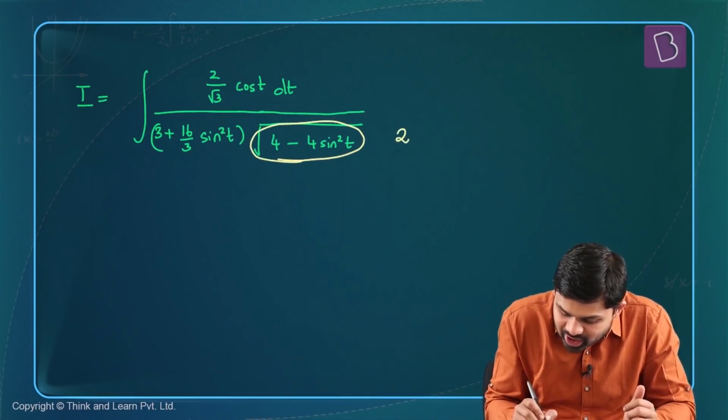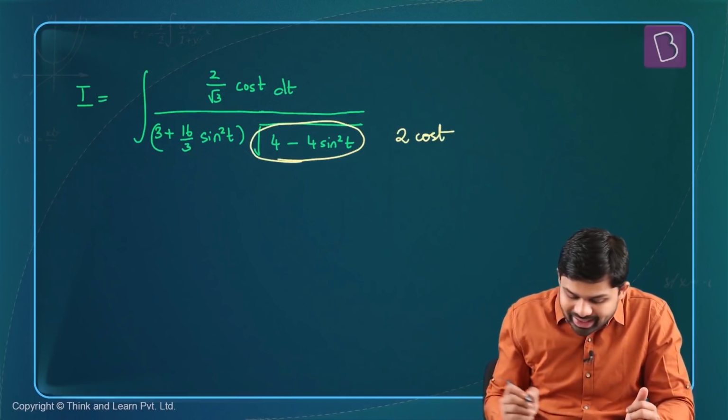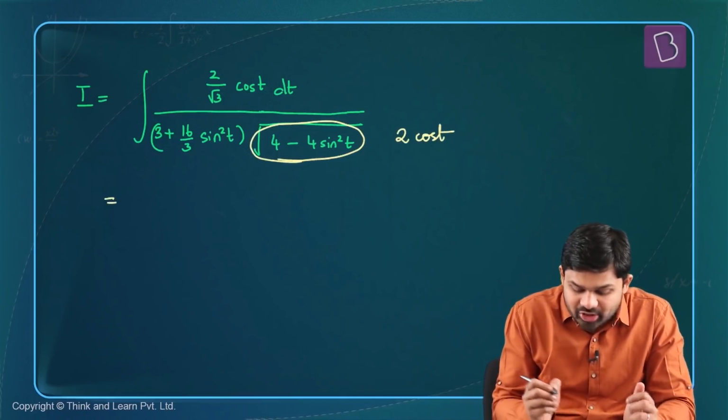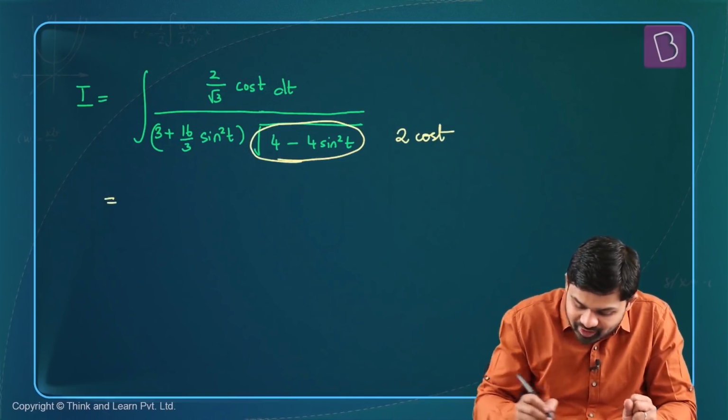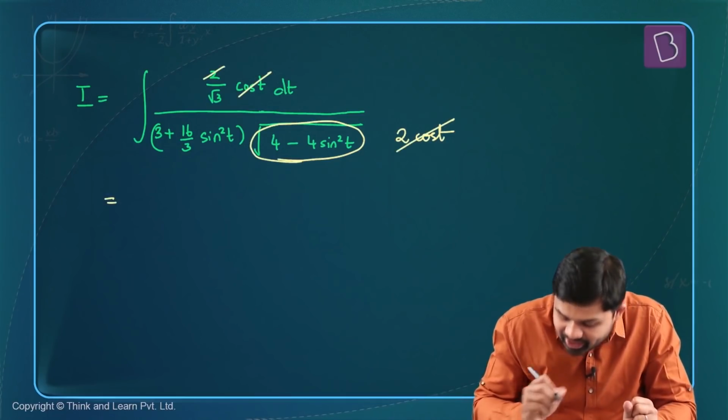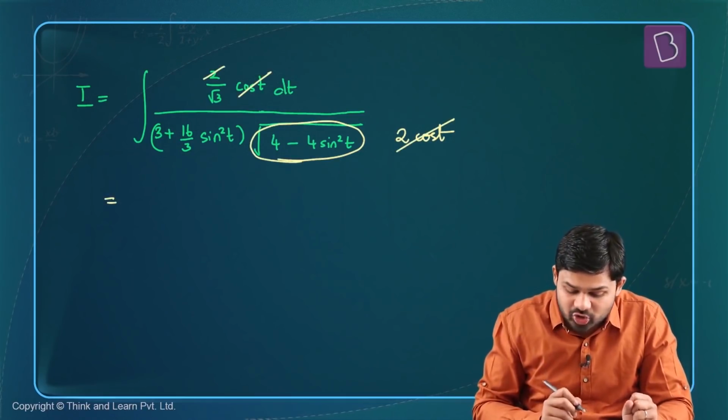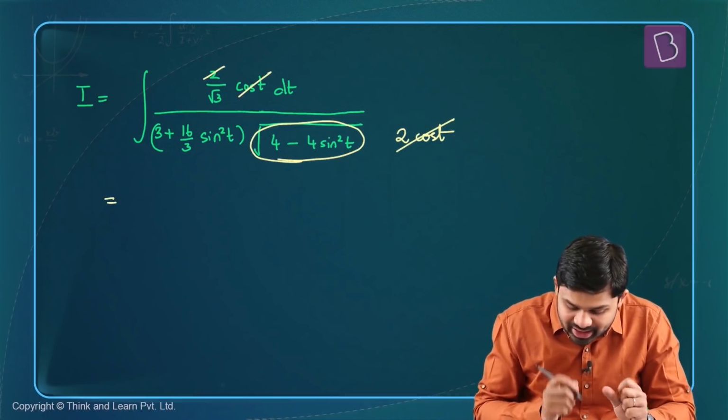This term will be nothing but 2 cos t. So my integral is now going to be simplified. Well, let's try and simplify. The 2 cos t from the numerator and the denominator will cancel out. So I have a 1 over root 3 in the numerator.